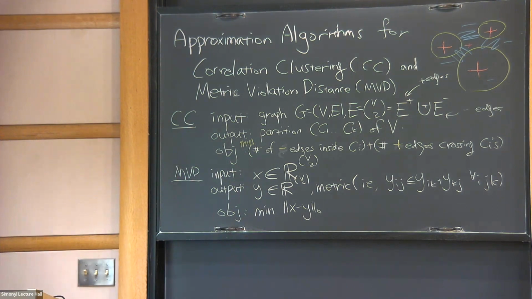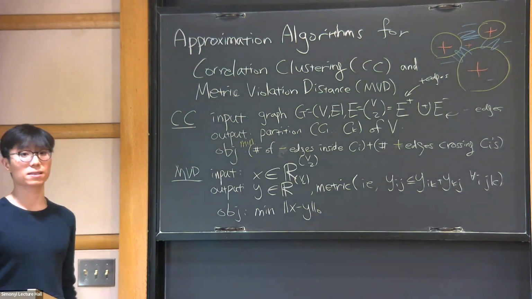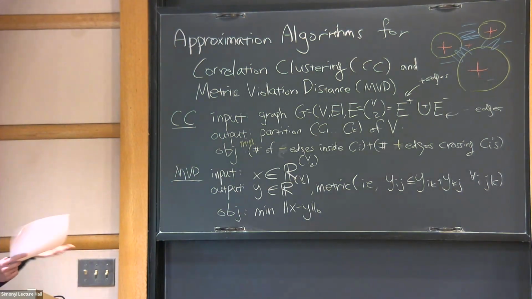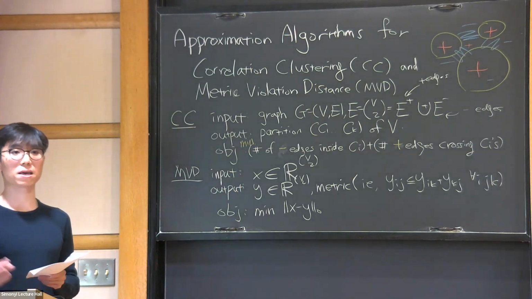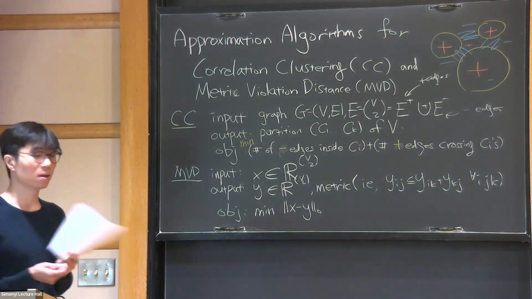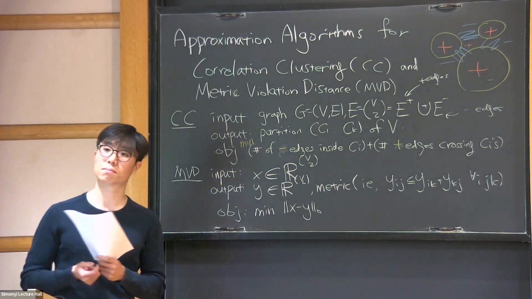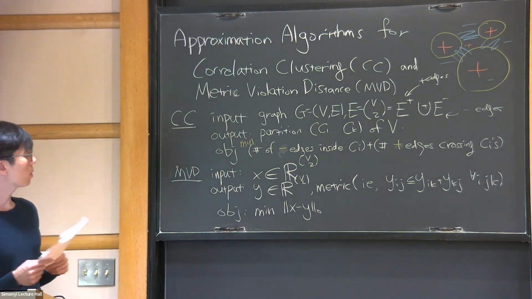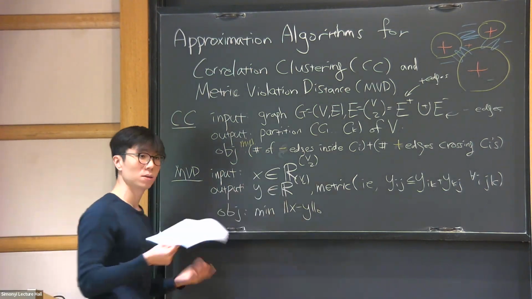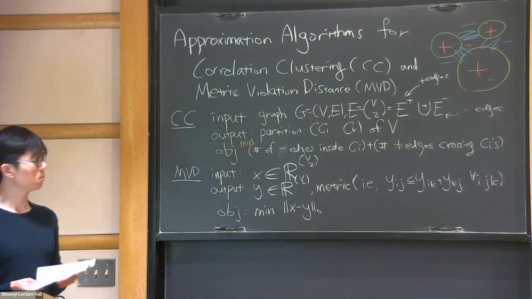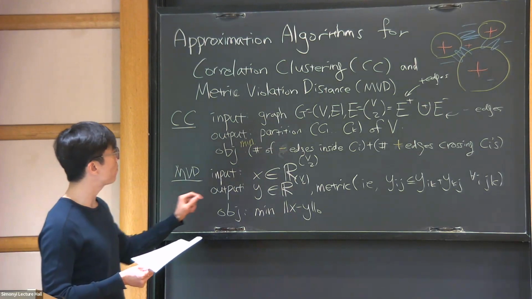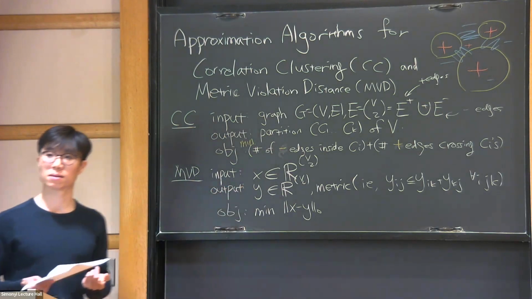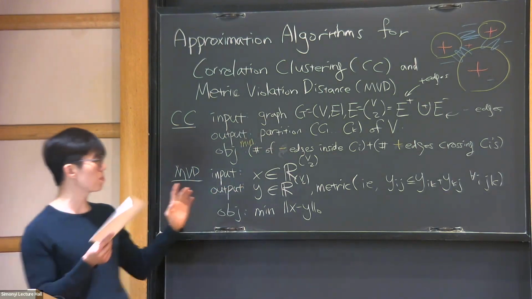Yeah, and then okay, so the second problem is I call the metric violation distance. It's kind of more like a continuous flavor. The input is just one vector. Basically, we are giving some kind of distance between each pair i and j. The input doesn't have any requirement; any vector will suffice. What I want to do is fit x into a metric. By metric I just mean kind of semi-metric.